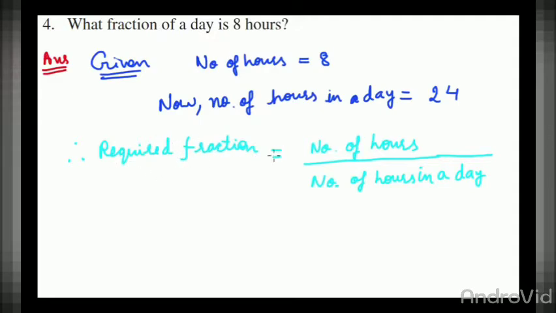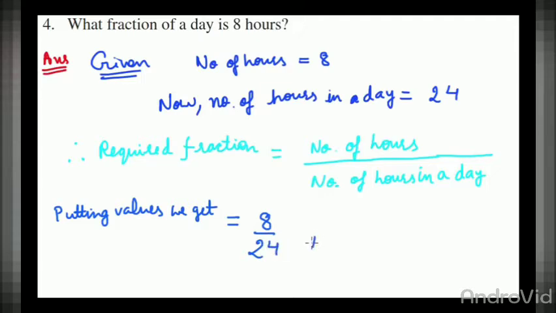So, the required fraction would be the number of hours, which is 8, over the number of hours in a day. That is the whole part. Total 24 hours are present in a day. So putting in values, in place of the number of hours, we'll place 8, and in the number of hours in a day, we'll place 24. So that is your answer.